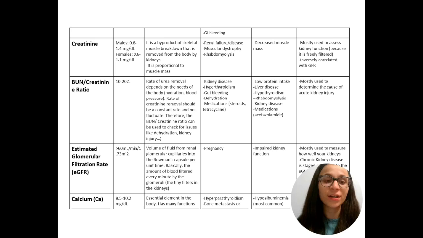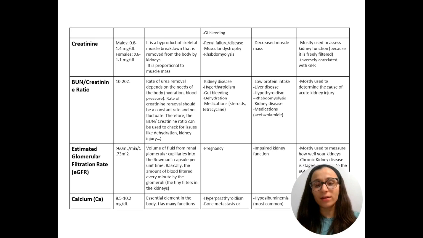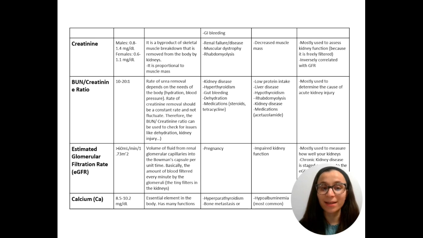Now the BUN-creatinine ratio is basically the rate of urea being removed, which depends on the needs of the body. It's a ratio, like we said, between the BUN and creatinine. The rate of creatinine removal from the body is at a constant rate and should not fluctuate, and the rate of urea depends on the body's needs. So that's why you could use a BUN and creatinine ratio to check for issues of dehydration, kidney injuries, etc.